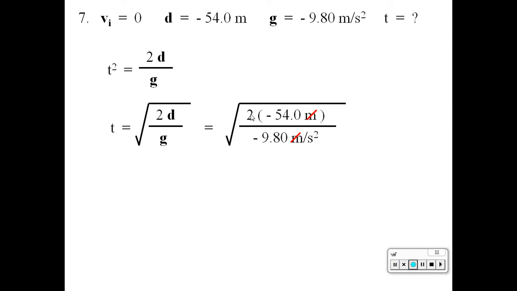And then the calculator, 2 times 54 is 108, divided by 9.8 is some number I'm not sure of, and take the square root of that and get 3.32 seconds.